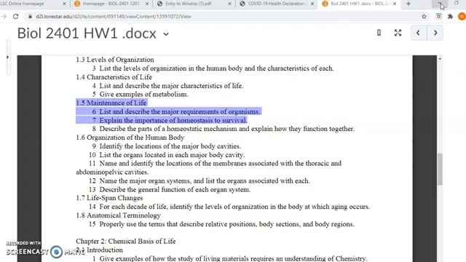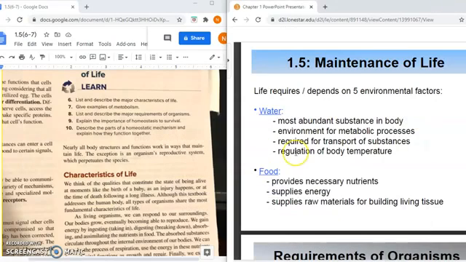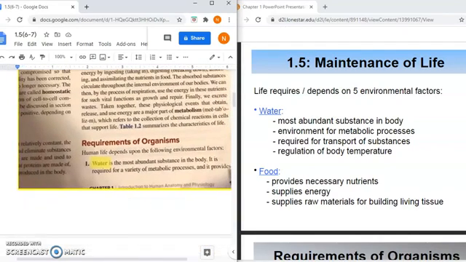So for number 6, it is asking to list and describe the major requirements of organisms. So there are 5 major requirements. The first one would be water. Water occupies the largest quantity in our body. Water is necessary for the metabolic process, which is a chemical reaction needed to sustain life, and it also regulates our body temperature. Second one would be food.